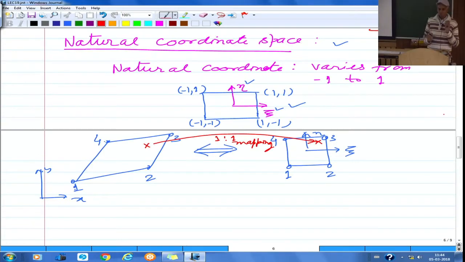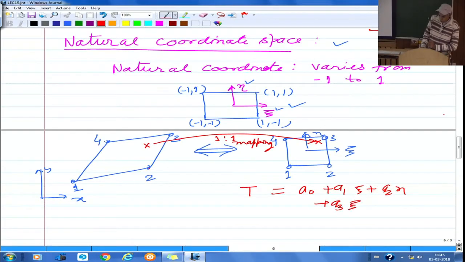So what you are doing is, you have a physical coordinate space, and an element which is a general quadrilateral here in the physical coordinate space, but this element is mapped to a square in the natural coordinate space. Then you assume your approximate solution, rather than in terms of x and y in the physical coordinate space, you assume the temperature T in terms of xi and eta. So say you will assume it to be A0 plus A1 xi plus A2 eta plus A3 into xi eta.